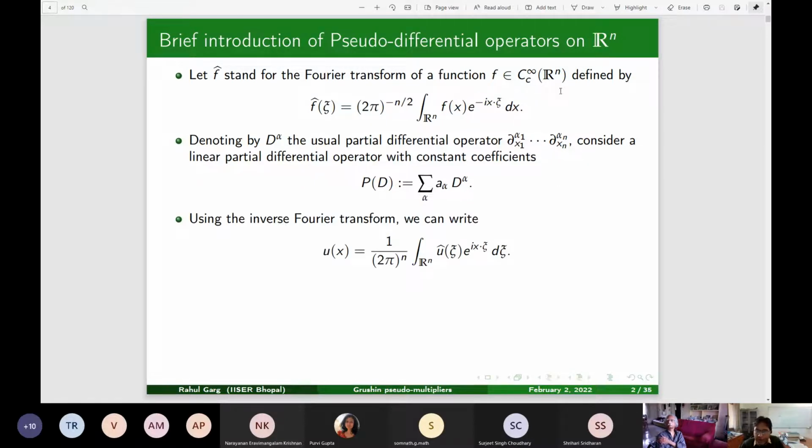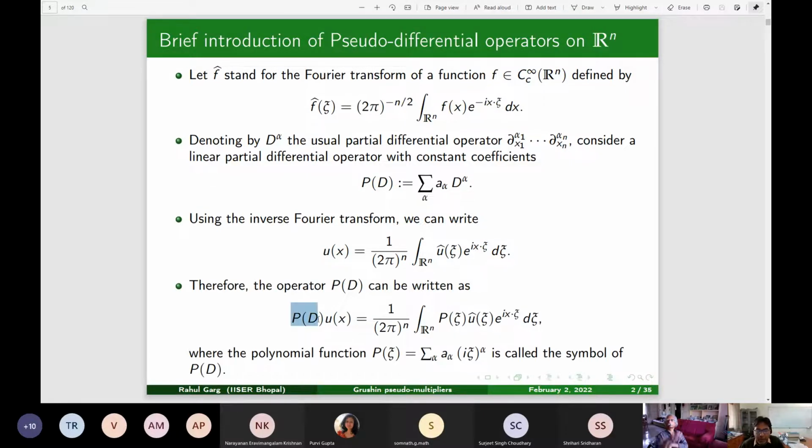For at least nice functions, I can take the inverse Fourier transform. So I can go to the Fourier transform and invert it back to get my function back. With this representation of the function in terms of its Fourier transform, I can apply the partial differential operator on the function u, and this being a finite sum will go inside. When you apply D^alpha on e^{i x.xi}, you will get (i xi)^alpha. I'll get P(D)u in this manner, where you have this polynomial inside, which is basically (i xi)^alpha in place of D^alpha.